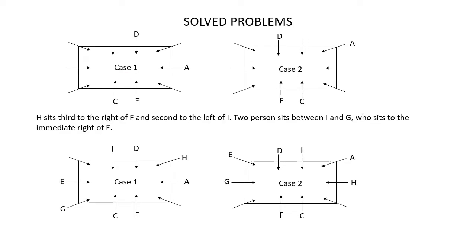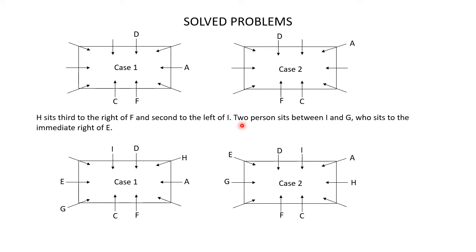So this is case 1 and this is case 2. It's given H sits third to the right of F and second to the left of I. And here refers to H. So H sits third to the right of F and H sits second to the left of I.